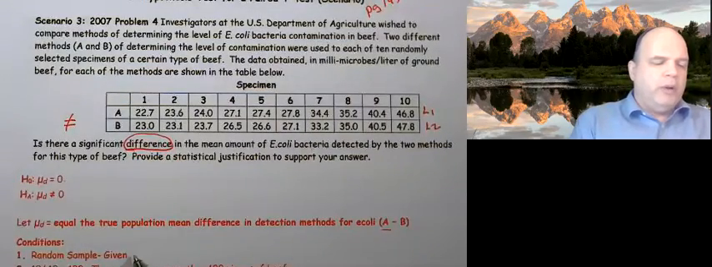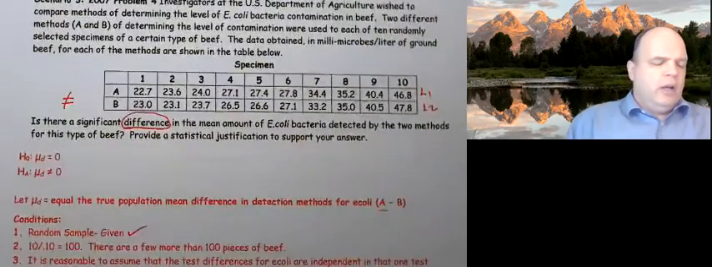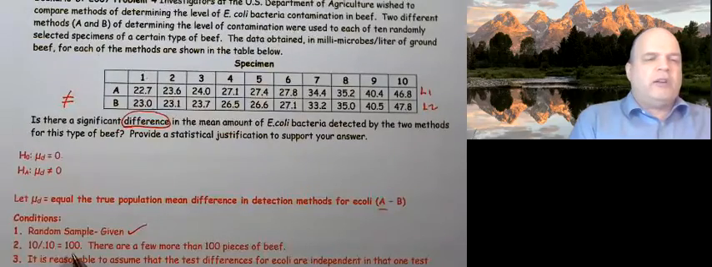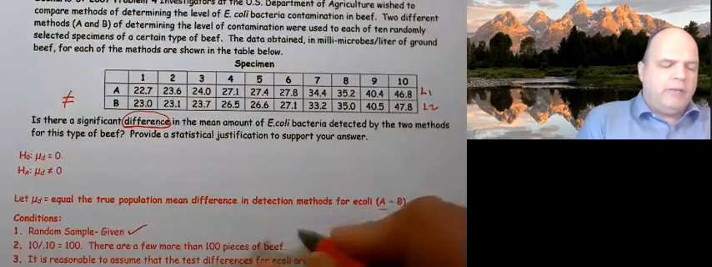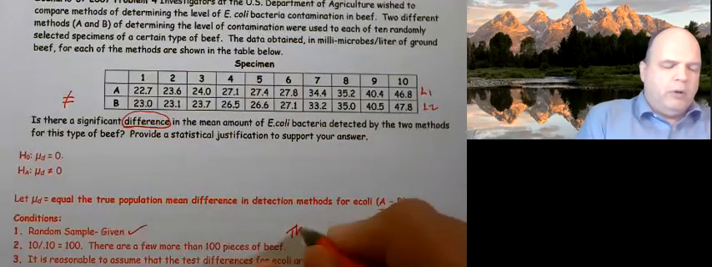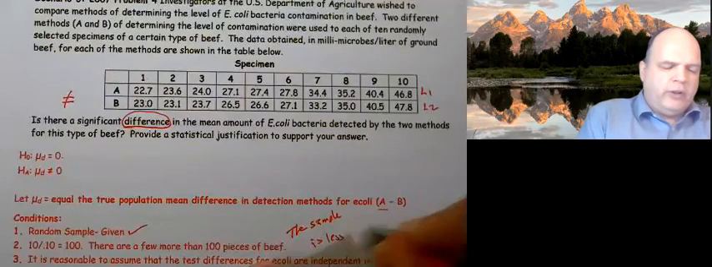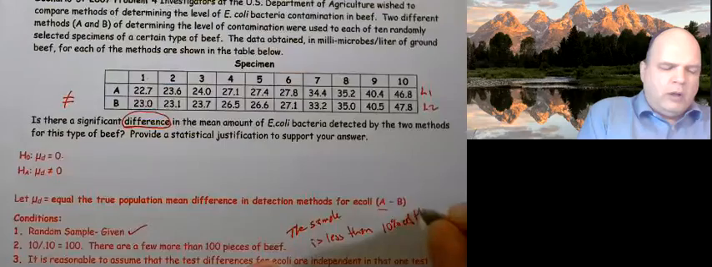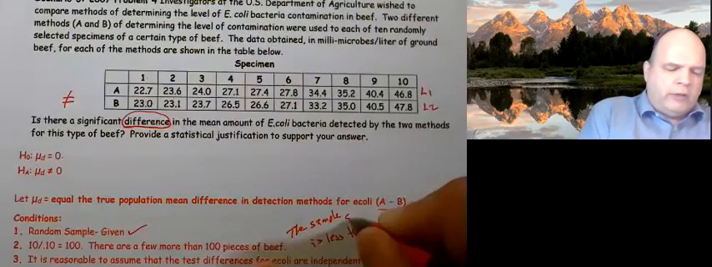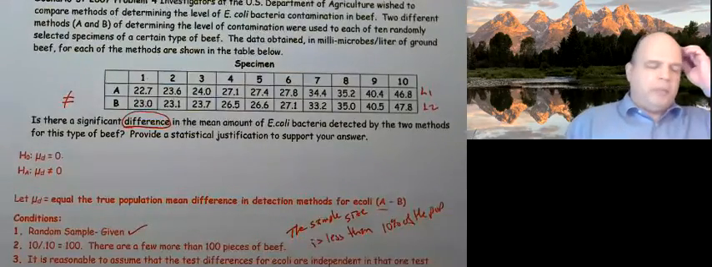Conditions, random sample. They told us that they randomly selected 10. That's good. That makes things easy. We can just say it's given. Then we need to check the sample size. Well, we have 10 samples, divided by 0.1 is 100. So there are more than 100 pieces of beef. The sample is less than 10% of the population. That's good.